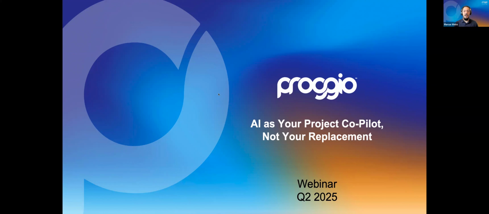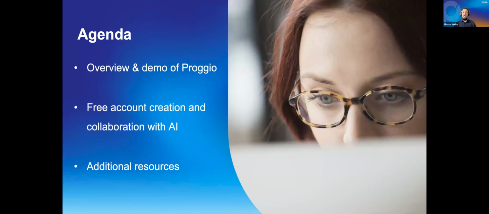Today, our focus is going to be around the free version of Progio and how AI can act as your project co-pilot, not your replacement. I will show a brief portion of the premium version, or the paid version, of Progio at the beginning, and then we'll run through a free version demo as well. So just as I said, quick overview and demo of the full version. We'll jump into the free account creation, see how we can utilize AI there, and then we'll end with additional resources and QA. So if you want to stay for the free demo and the QA portion, just know that'll be at the end.